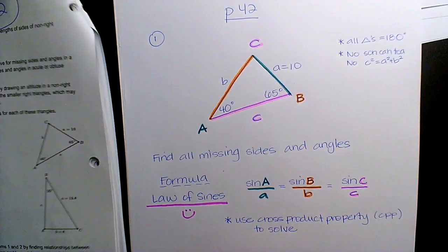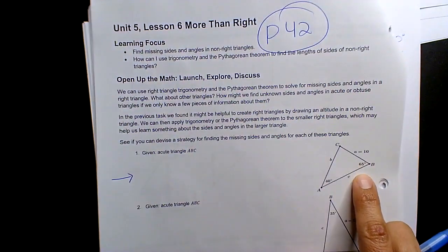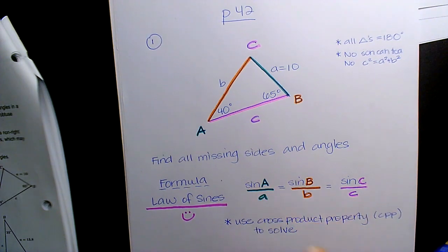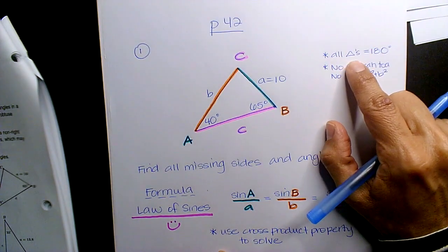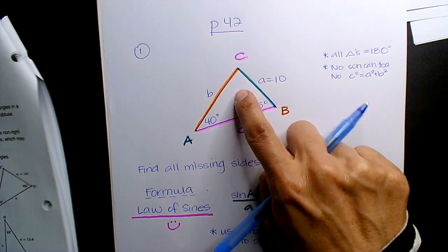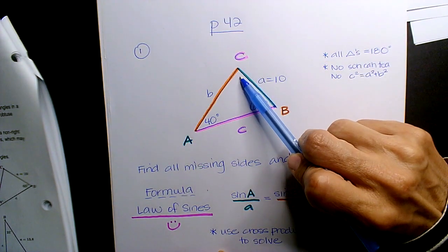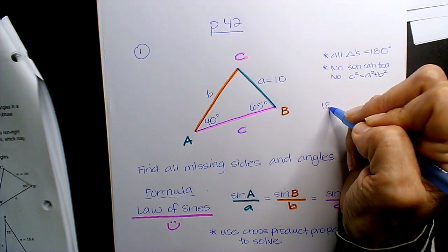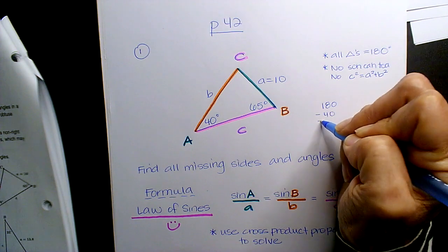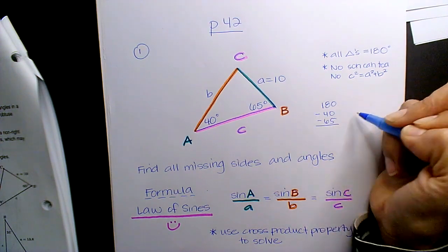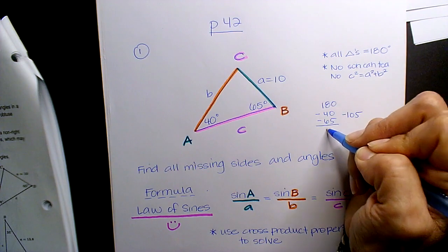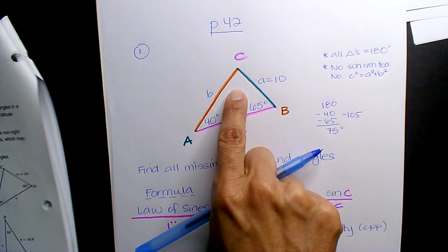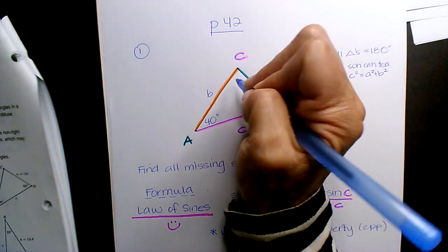All right, page 42 in your packet. It's this one right here. What's sine of A? First of all, all triangles add up to 180. So I should be able to find the measure of angle C. If this is 40 and this is 65, what's 180 minus 40 minus 65? Basically, what's the subtraction of 105? Do you guys get 75? So that's 75 degrees.